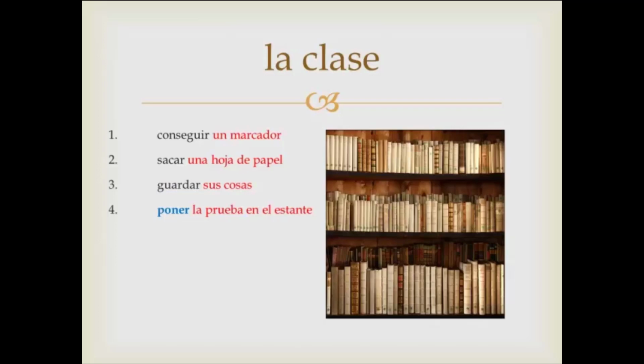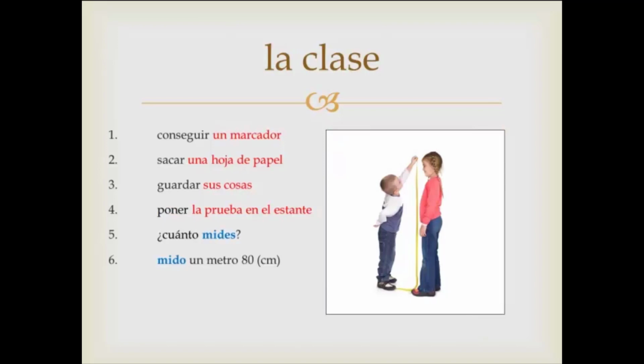And poner la prueba en el estante. Estante is a shelf. And poner is to put. Put the test on the shelf. So these are 4 verbs that you might do in class, which is to get, to remove, to take out, to put away, and to put something someplace. These next 4 you typically won't do in a classroom, but in my case you would. And in your case, it's good to know.